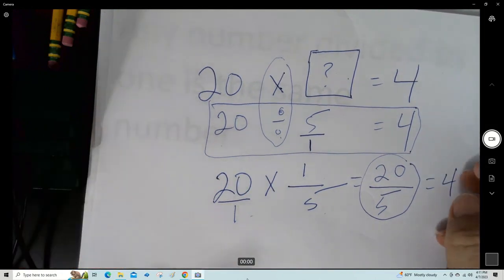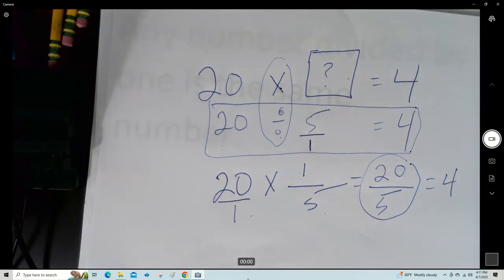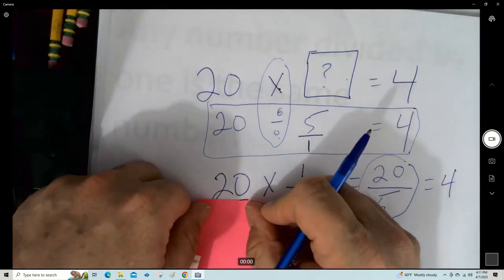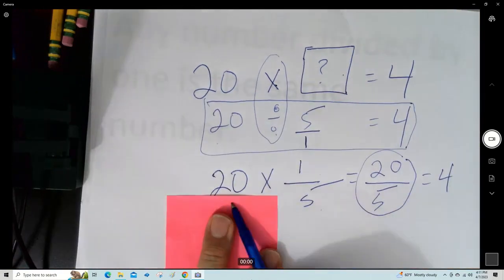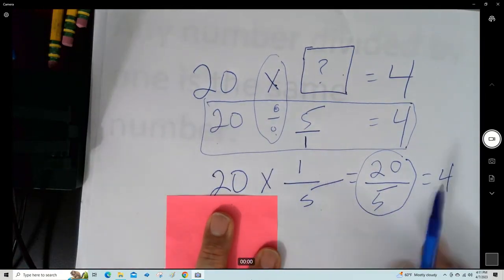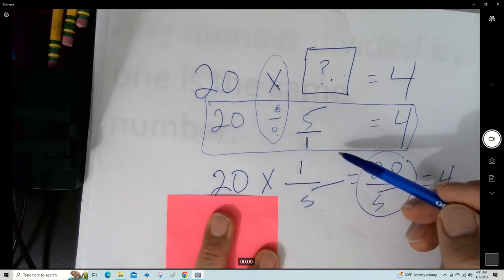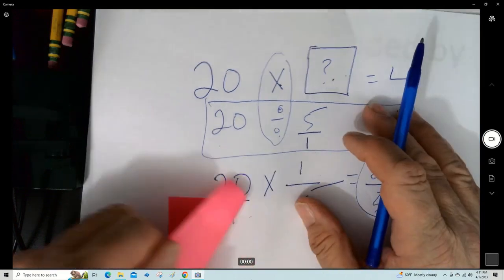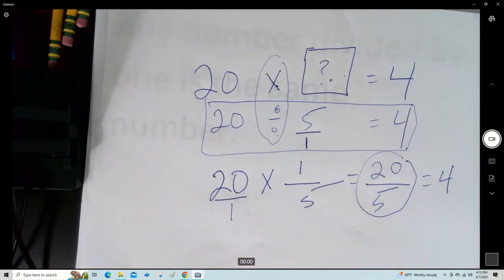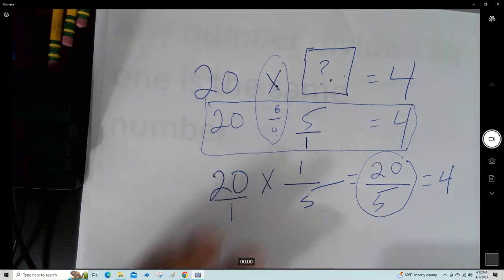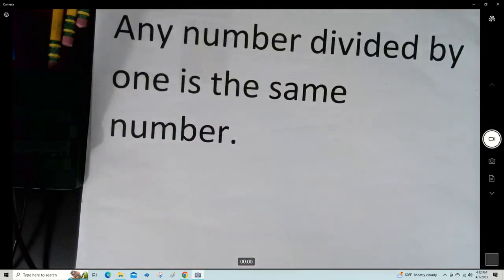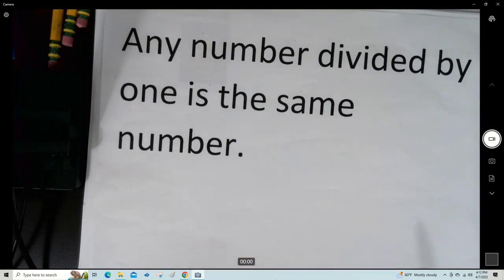So if I went back one step and I just covered up that 20, think here, if I just cover up that making 20 a fraction, what do we see? 20 times 1/5 equals 4. Well, there it was. So what went here? The answer is 1/5. Okay? We need to understand that, because with the overall understanding that any number divided by 1 is the same number. And here it is simply explained right here, right?